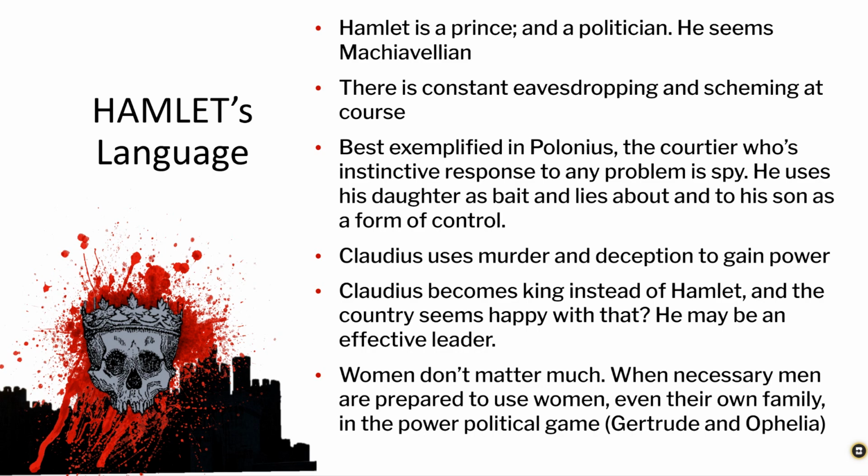There's a lot of constant eavesdropping in this play. Everybody's listening to everybody else have a conversation. There's a lot of scheming. Claudius, the king, is scheming. Polonius, the advisor, is scheming. Rosencrantz and Guildenstern, the friends, are scheming. Hamlet's scheming. Everybody's scheming. Fortinbras, the Prince of Norway, is scheming. Everybody's got plans within plans within plans. We see this best with Polonius, who thinks that he is this master spy, and in actuality, he is an idiot.